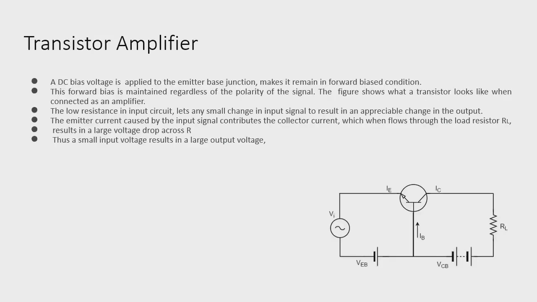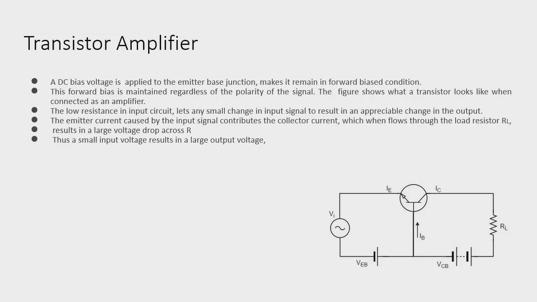For a transistor to act as an amplifier, it should be properly biased. Now let us focus on how a transistor works as an amplifier. A transistor acts as an amplifier by raising the strength of a weak signal. The DC bias voltage applied to the emitter base junction makes it remain in forward bias condition. The forward bias is maintained regardless of the polarity of the signal.